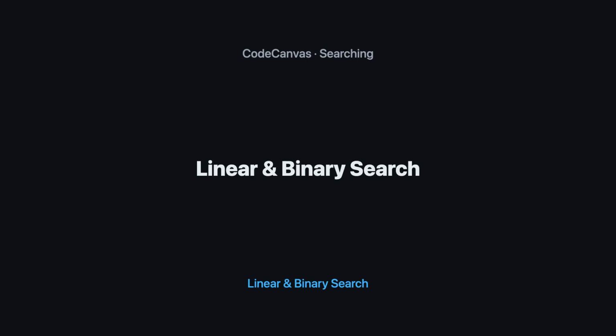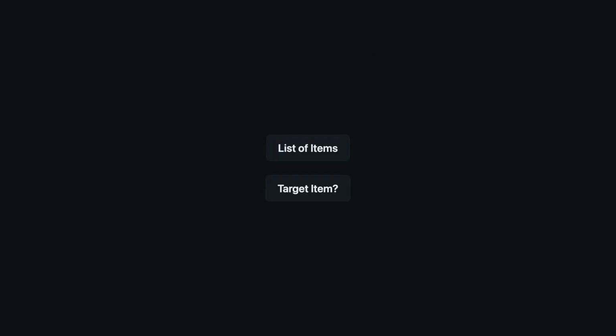Today, we're diving into linear and binary search. Let's jump right in. We're diving into the fundamental computer science problem of searching. Imagine you have a list of items, and you need to find a specific one. How would you do it efficiently?